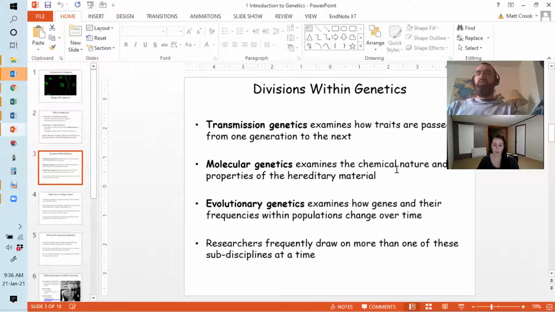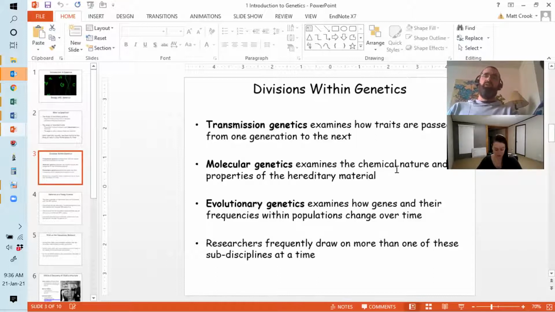So in terms of fields of study or divisions within genetics, these are all semi-artificial divisions, because scientists like cutting things up into nice little chunks, which makes it a little easier to understand and grasp. But by and large, genetics falls within three main areas. Which is transmission genetics, the study of inheritance, essentially.